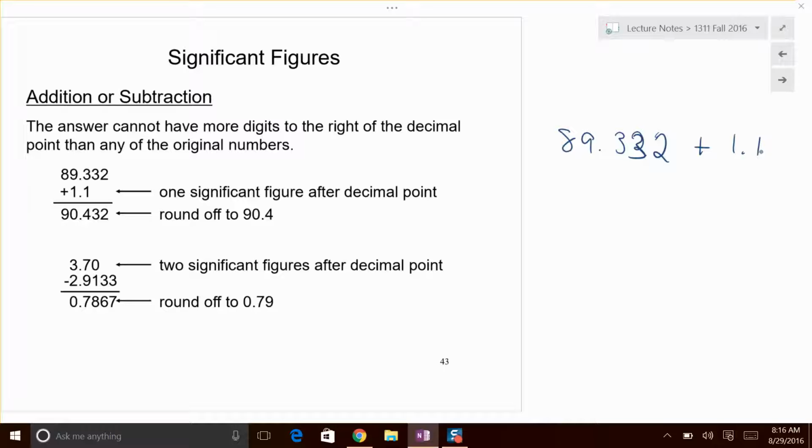3.70 minus 2.9133. I can see I'm going to take 2 decimal places. So if it wasn't lined up like this, I would already know I'm going to take those 2 decimal places. So I'm going to drop the last 2 digits, and I'm going to round to 0.79. That's how I'm going to add or subtract significant digits.